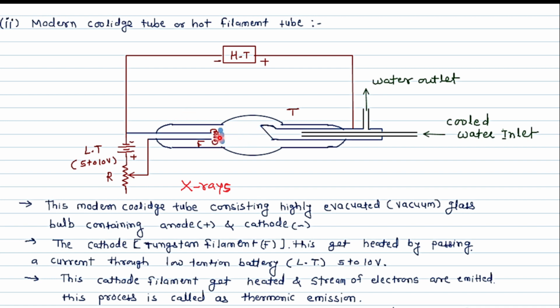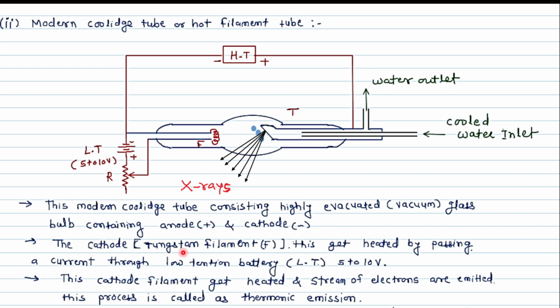Due to the high potential applied, these electrons are accelerated toward the target material and collide on it. Most of the kinetic energy is given off in the form of heat, and the target material is cooled by circulating cold water through this evacuated hollow anode. Some part of the kinetic energy is utilized to produce X-rays in a certain direction, and that's why we get a quick photograph.